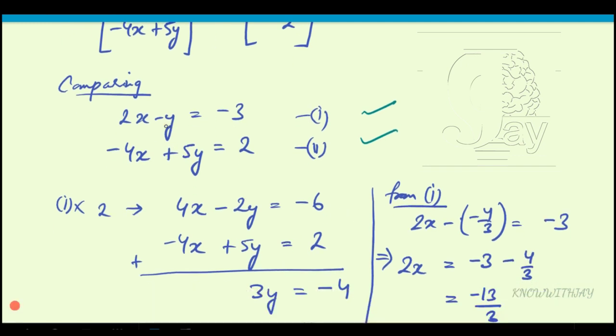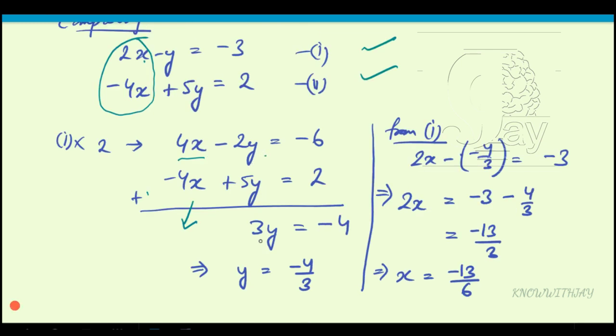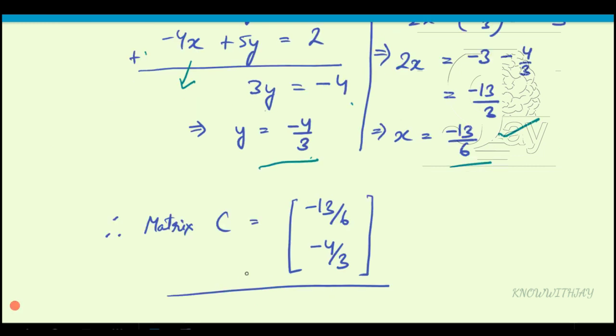To eliminate the x part, we have multiplied the first equation with 2, so that we get 4x. We get 2y minus 2y plus 5y, that's 3y equals to minus 4, and y equals to minus 4 by 3. Substituting the value of y in one of the equations, from 1 we get x equals to minus 13 by 6. So the matrix C is minus 13 by 6 and minus 4 by 3.